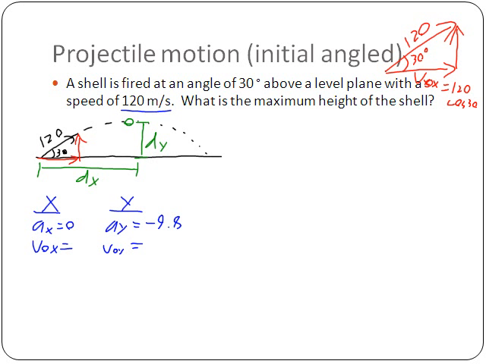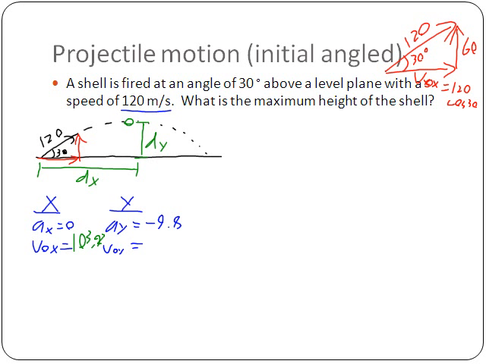If you do that math, 120 cosine 30, I get 103.92. So that means our v naught x is 103.92. My y, on the other hand, would be 120 times the sine of 30, because it's opposite over hypotenuse, that's sine. Sine of 30 is 1/2, so that makes that quite easy. 1/2 times 120 is just going to be 60.